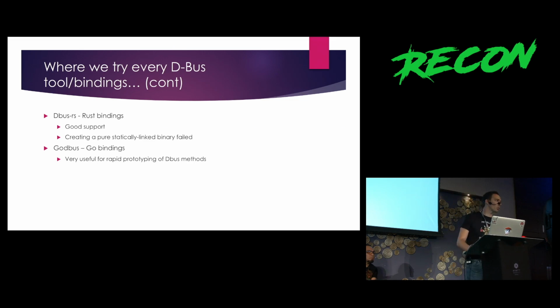Also, we found some good bindings for D-Bus for Go. But in the end, the same happened. We didn't achieve a fully static binary with Go. However, it was a nice finding, because Go and these bindings allowed us to do very rapid prototyping of different D-Bus methods, which helped us understand more about how it works and the different arguments that the infotainment is using.